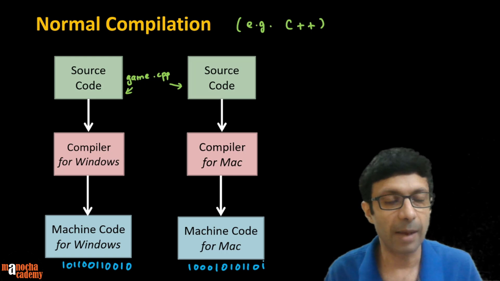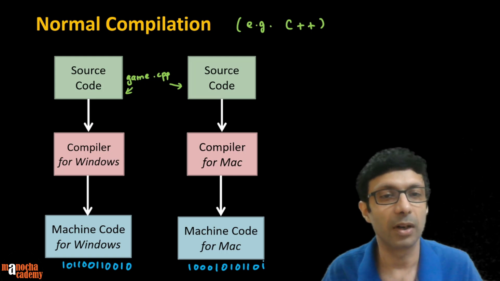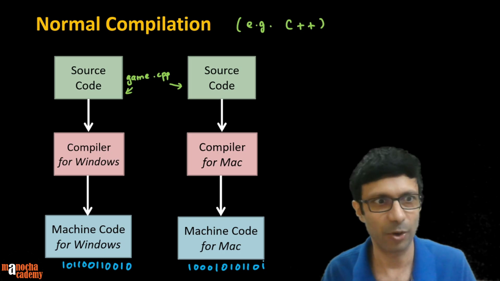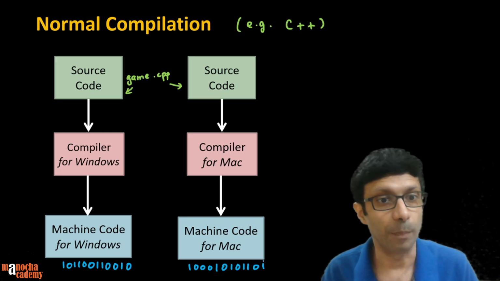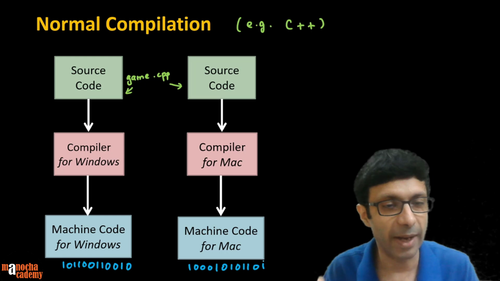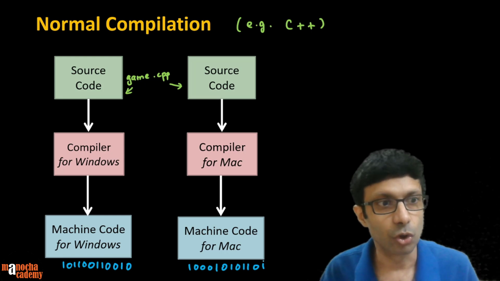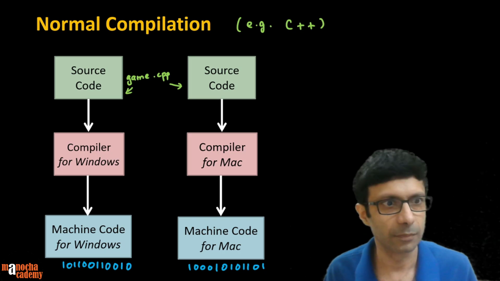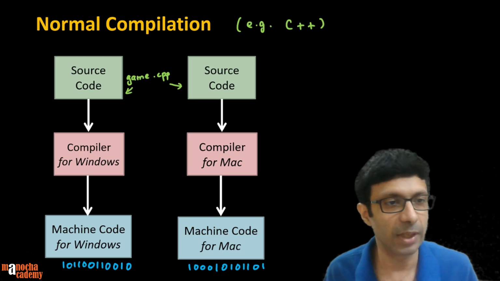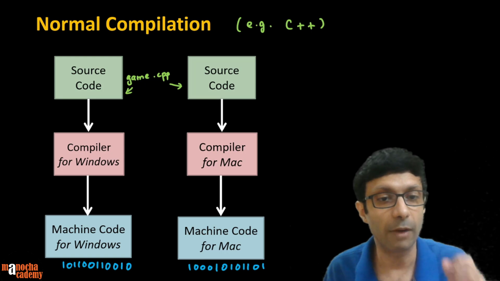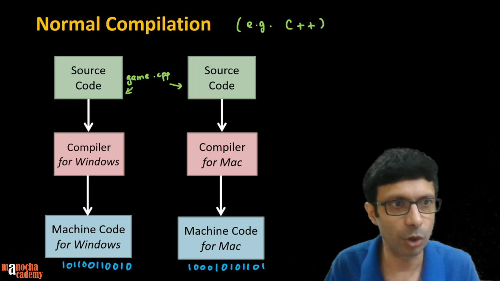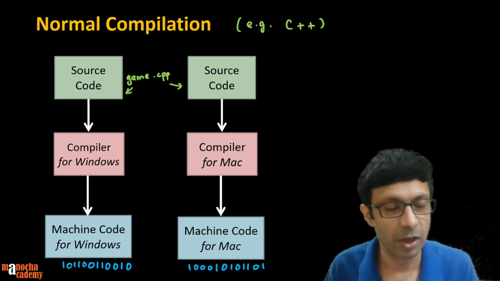Okay, so what is happening here? You can see that you have a different compiler for Windows, a different compiler for Mac. Can you guys see that? Okay, so basically the final binary is going to be different. So suppose you want to send the program to your friend. What will you say? You'll have to call him up and ask him, do you have a Windows machine or do you have a Macintosh? Do you have a Mac machine? Okay, you need to ask him.